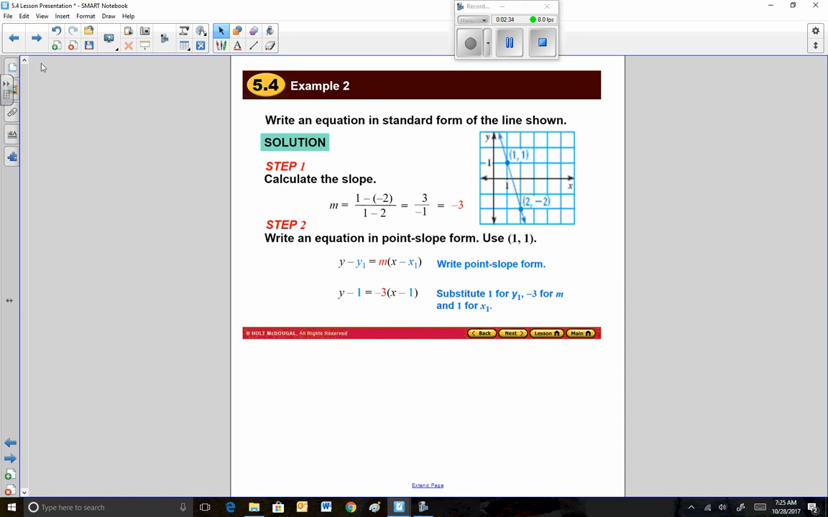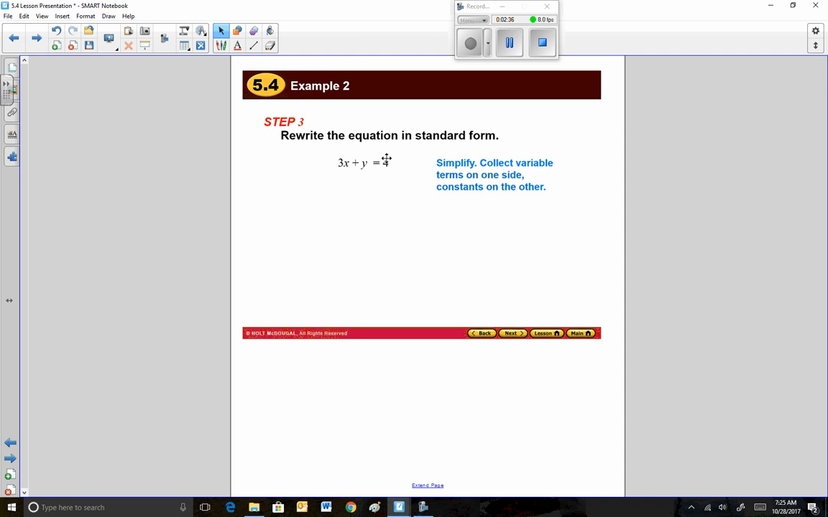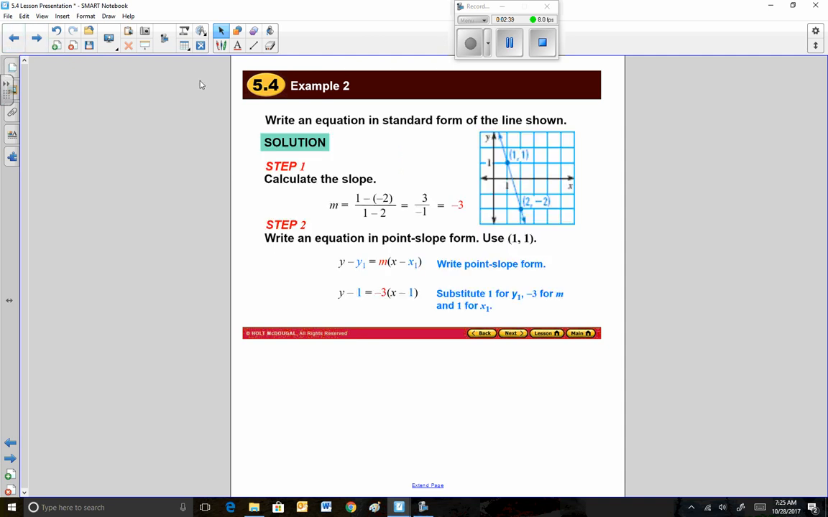All right. Now, the next thing we do is we go ahead and, oh, they jumped over a lot of steps here. Let's see if we can write that out so you know where it all came from. All right. What we do is we're going to change this. We have y minus 1 equals negative 3 times all of this. So let's distribute first. Negative 3x. Negative 3 times negative 1 is a positive 3. And we have y minus 1 on this side.